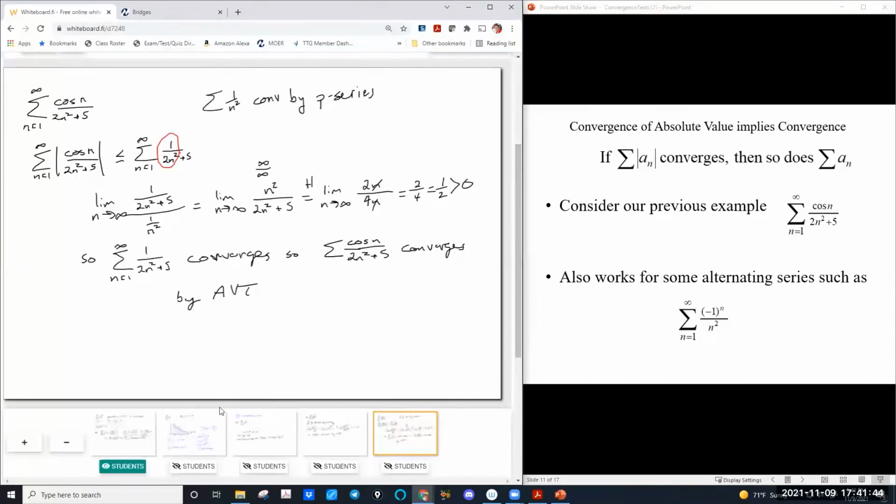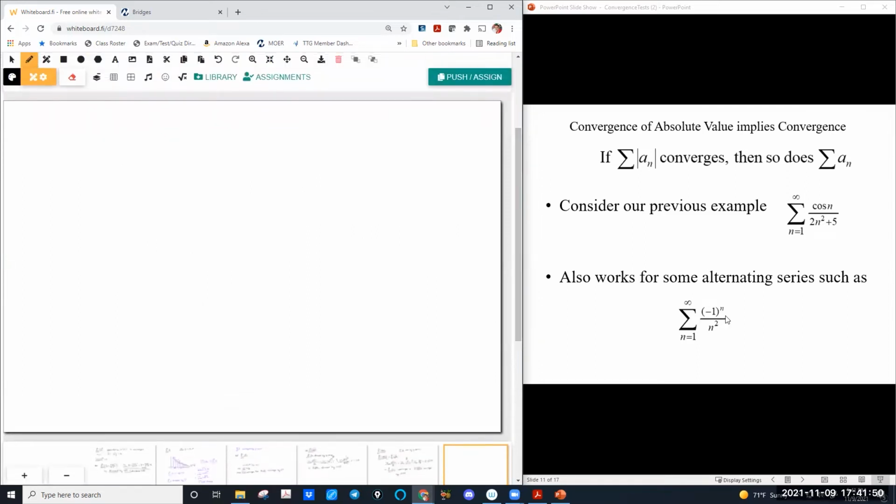This will work for some of our alternating series too. For example, we'll talk about alternating series in a second, but the sum of -1 to the n over n squared, n equals 1 to infinity. This is an alternating series because the terms alternate signs every single time. One way you'll recognize them right away is if you have a -1 to the n or -1 to the n plus 1, something like that. So that's going to be how you recognize it in closed form.